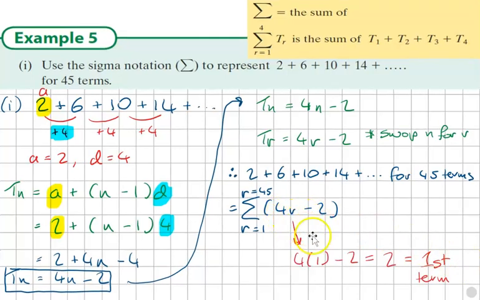So r can be replaced with a set of brackets, in this case 1. And 4 times 1 minus 2 is 2, which is the first term, which again, that's what we started with. This is just showing an example of how the statement or the formula actually works. Just notice in this question that we're just assuming r is equal to 1. We just assume that 2 is the first term of the sequence unless we're told different.